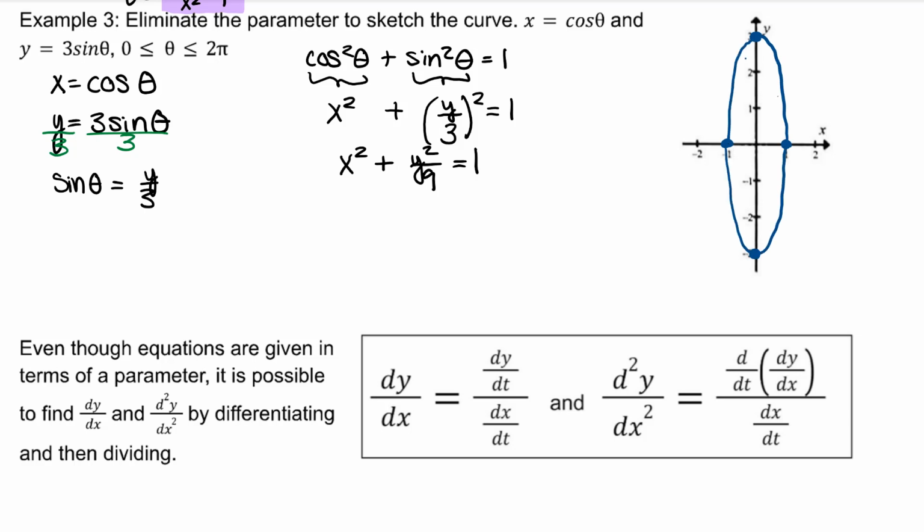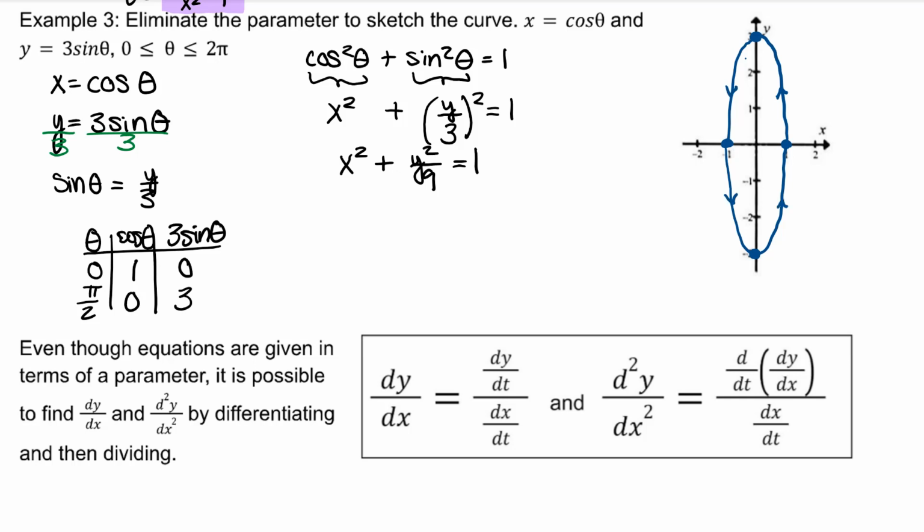To check the orientation of your curve, you can always plug in some values for theta, such as 0 and pi halves. And you can see that indeed we are moving counterclockwise.